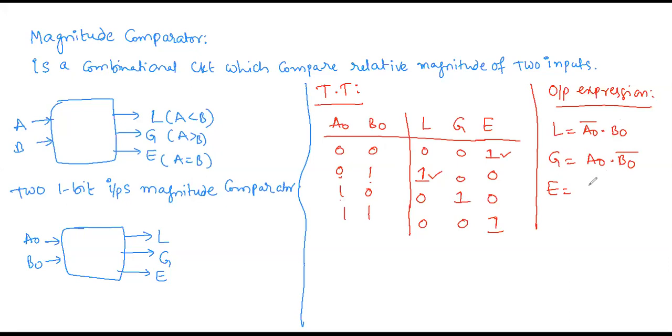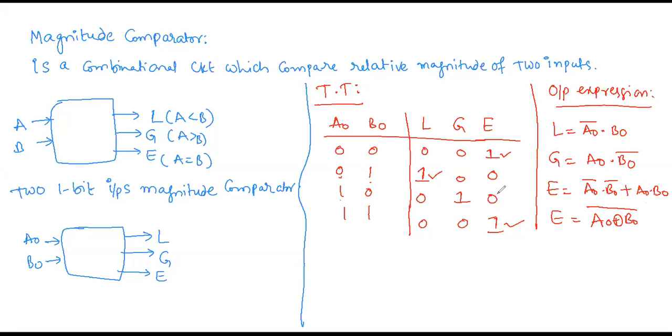E is equal to 1 when A0 and B0 are both 0, plus when A0 and B0 are both 1. This is A0 bar B0 bar plus A0 B0, which is nothing but A0 XNOR B0. Okay. So now you have to draw the circuit.